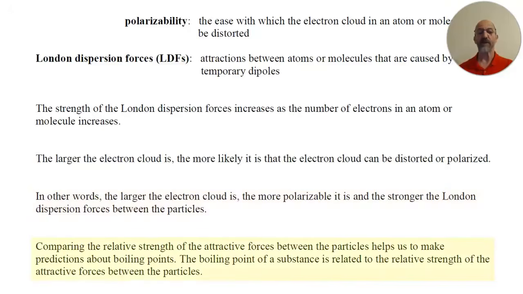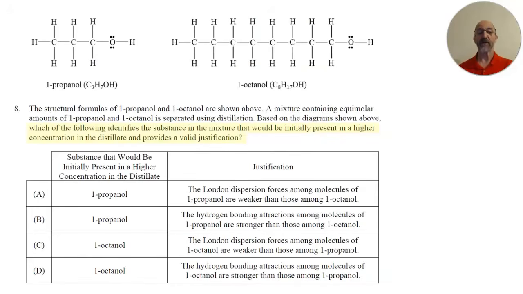So comparing the relative strength of the attractive forces between the particles helps us to make predictions about boiling points. And again, with distillation, it's all about the relative strength of the attractive forces and the boiling points. So the boiling point of a substance is related to the relative strength of the attractive forces between the particles. So we have a smaller electron cloud on the left, which is the 1-propanol molecule. And then we have a much larger electron cloud on the right, the 1-octanol molecule.